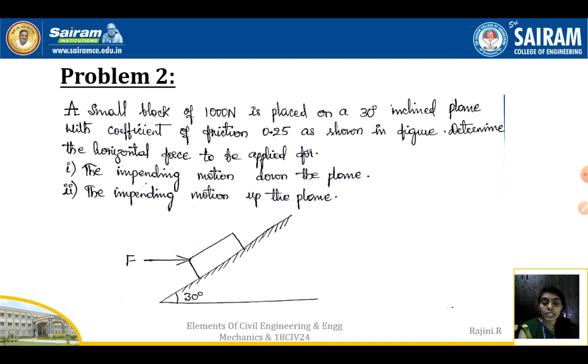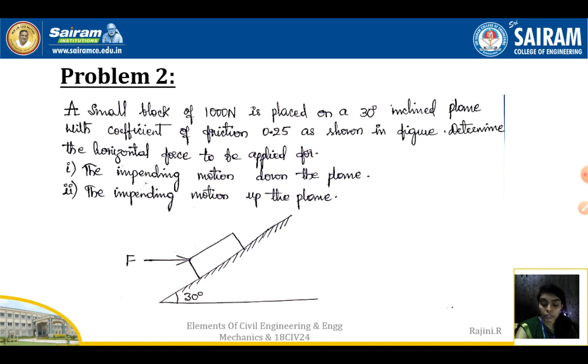In the figure you can see the ground level is a little bit tilted, that is, it is tilted 30 degrees. Above that we have one block and a given horizontal force. So our ground level is tilted by 30 degrees in this problem, and we have two conditions.